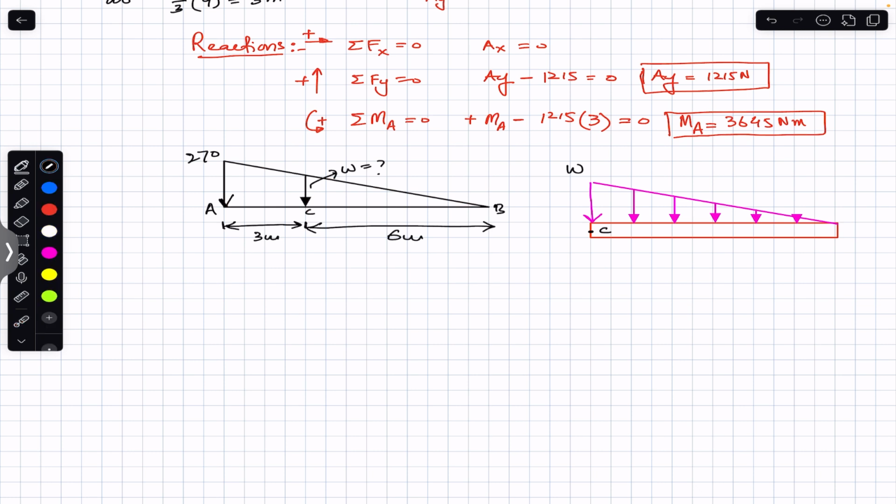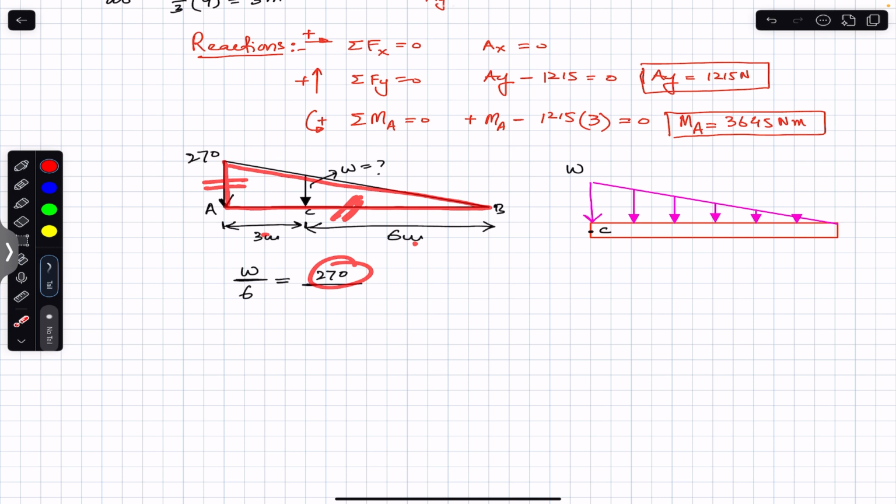So we can say that W, which is the intensity of the distributed load at point C, divided by 6 meters, is equal to 270, the intensity of the distributed load at A, divided by this, which is 9 meters. So first is this big triangle, so this side divided by this side. So 270 divided by 9 will be equal to this divided by this. So considering this side divided by this side is equal to this side divided by this side.